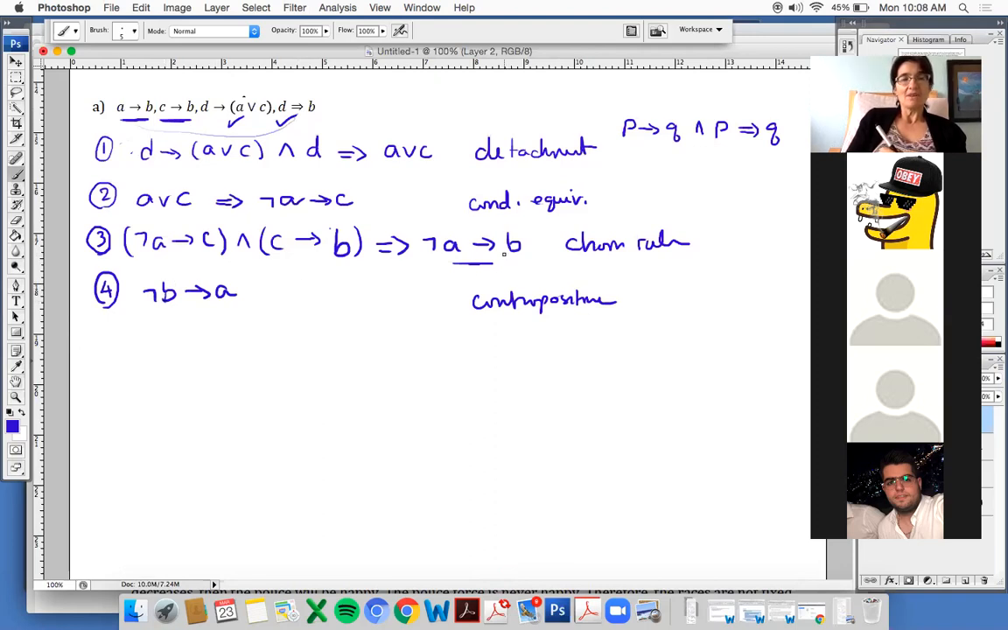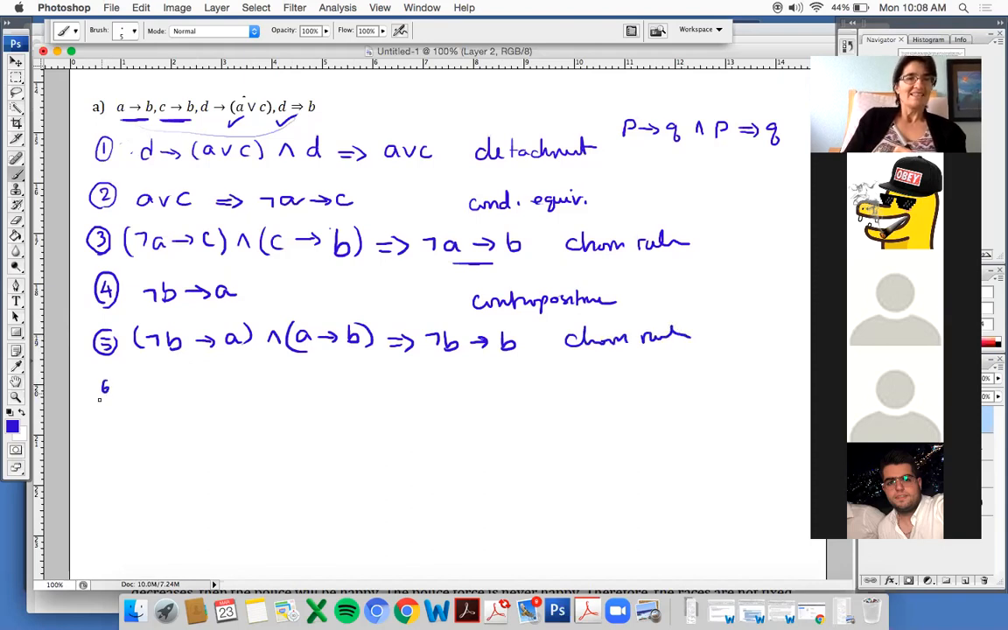Contrapositive switches them around and negates both of them, right? And then I can see that I can do not B, therefore A, and with the first premise. Okay, and this is chain rule again. So this says not B, therefore B. Okay, so this is chain rule.